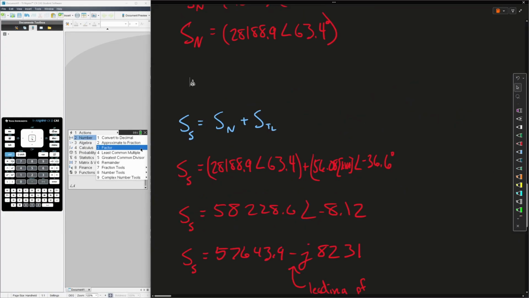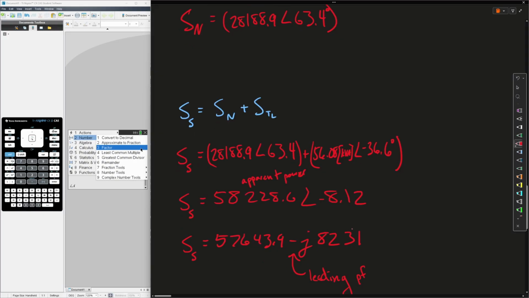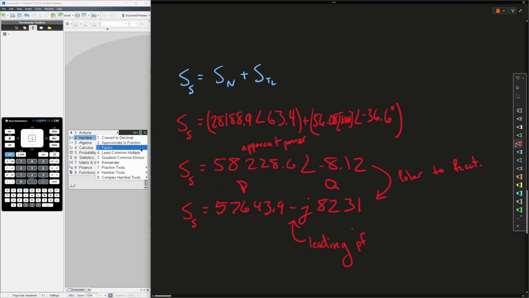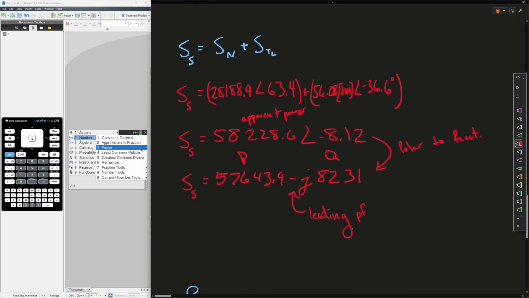So taking into account the complex power of the source is equal to the complex power of the network plus the complex power of the total loads, you would add both of those up, and that would get you the complex power of the source. This would be your apparent power, and then once converting into rectangular form, so polar to rectangular, this would be your average power and your reactive power. And since your reactive power is negative, it would be a leading power factor.